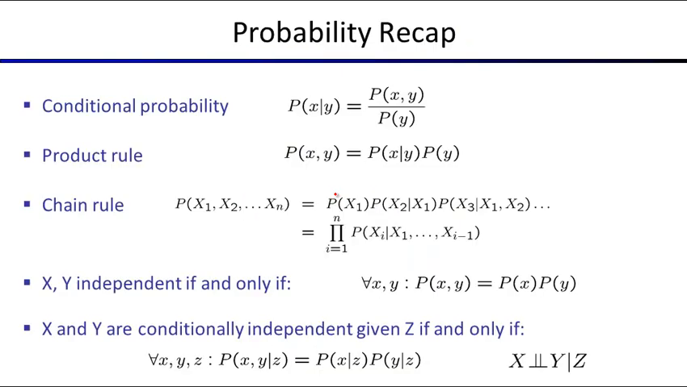First, a quick recap of probability. What are the main properties that we've looked at and will be looking at? Well, the first one is conditional probability. This is a definition.